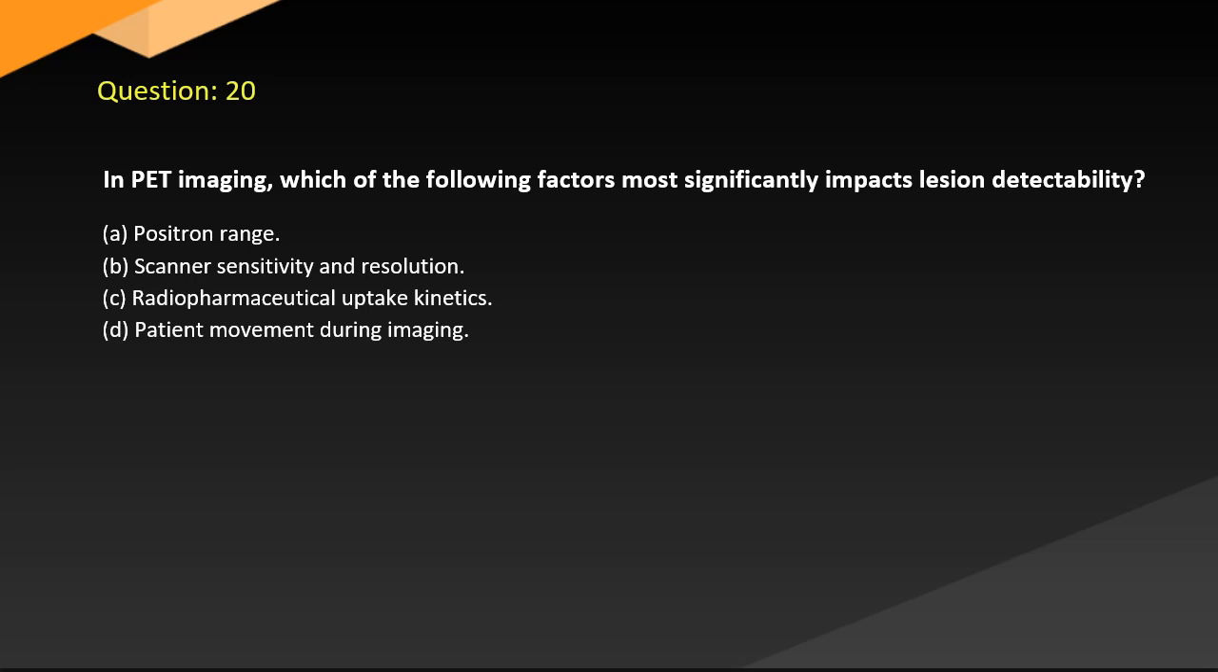Question 20. In PET imaging, which of the following factors most significantly impacts lesion detectability? A. Positron range. B. Scanner sensitivity and resolution. C. Radiopharmaceutical uptake kinetics. D. Patient movement during imaging.